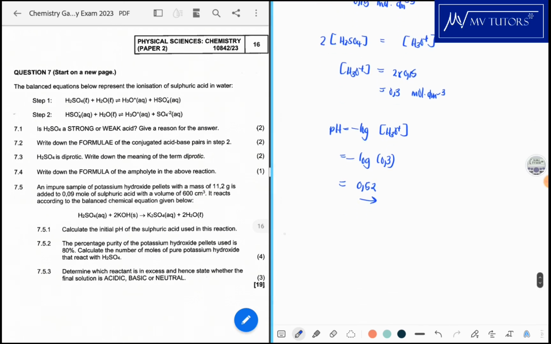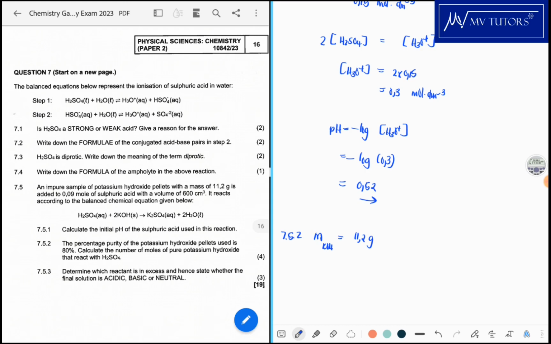Now 7.5.2. It says the percentage purity of the potassium hydroxide pellets used is 80%. Remember they told us that the mass of your potassium hydroxide pellets is 11.2 grams. Now they're telling us that 80% of it is actually pure.